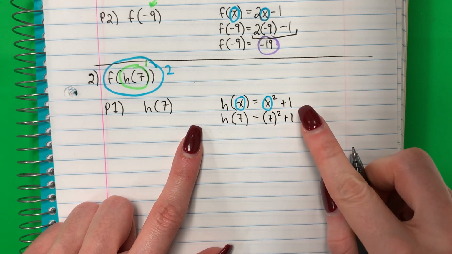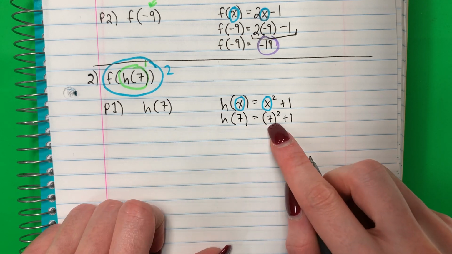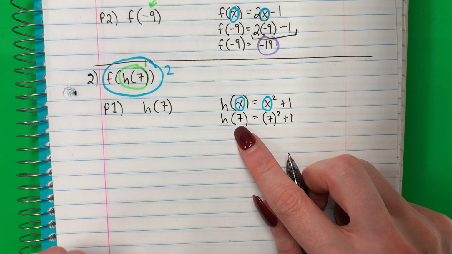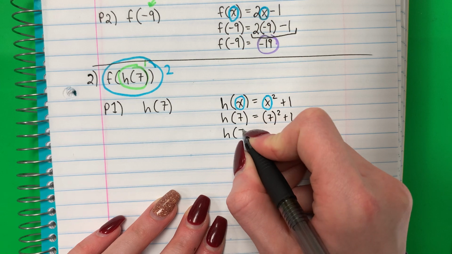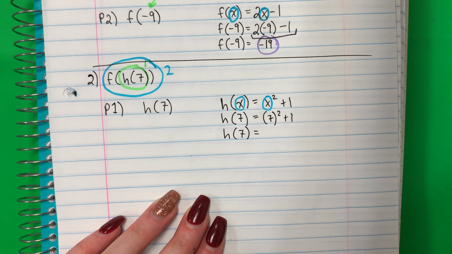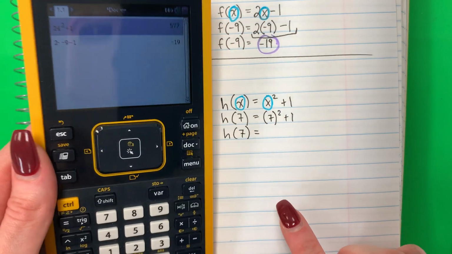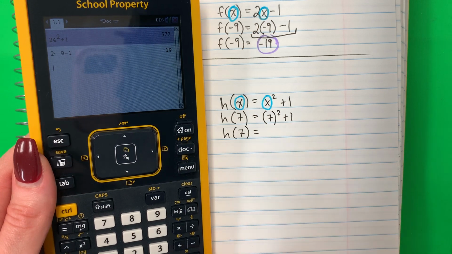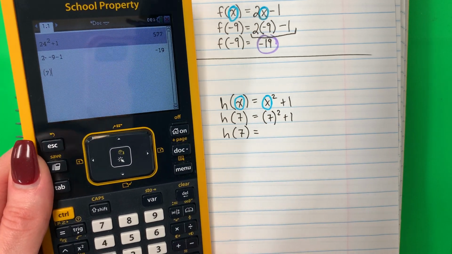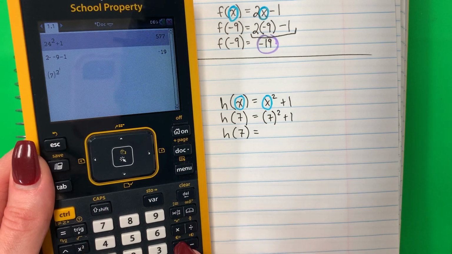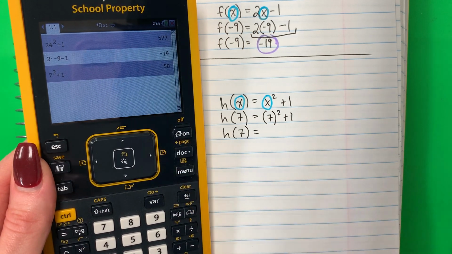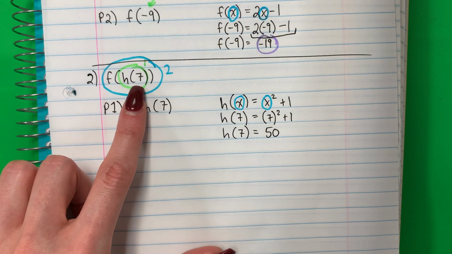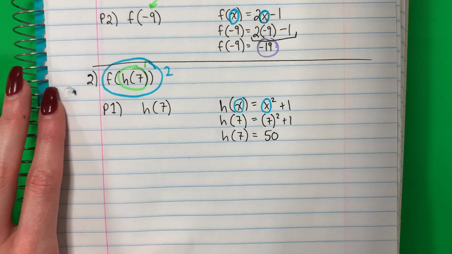So everything copy, todo copy, except the x. Replace the x's with 7. Excepto los x, necesitamos reemplazar los x con 7. Okay, so copy h of 7 equals, and let's go ahead and put that in the calculator. Vamos a poner en calculadora. If you can do it in your head, that's even better. Si pueden hacer en su mente, es mejor. So let's do 7 squared plus 1, and you're going to get 50. There we go. Now part 2, ahora parte 2, that's the F, afuera, outside.